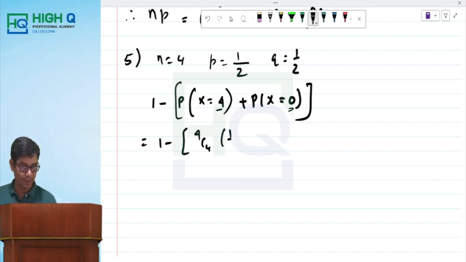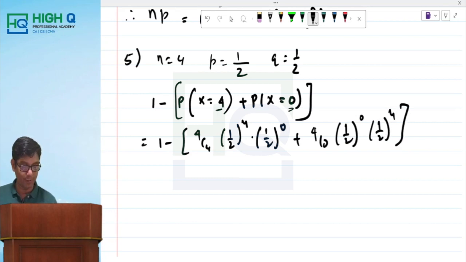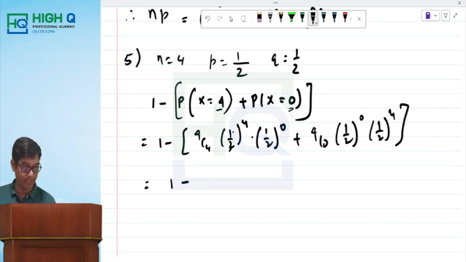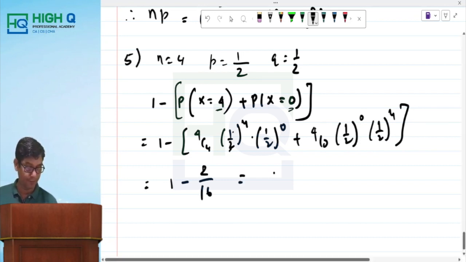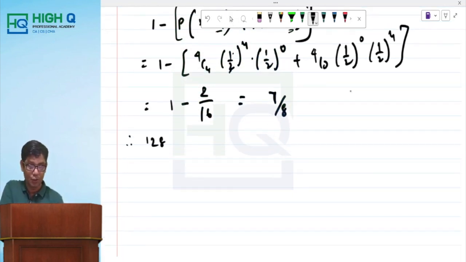4C4 plus 4C0, 1 by 2 whole power 0, 1 by 2 whole power 4. Actually, both are one and the same only. 1 minus 1 by 2 whole power 4, that is 1 by 16 plus 1 by 16, which gives 7 by 8. Now, total how many families? So 128 into 7 by 8 is what?